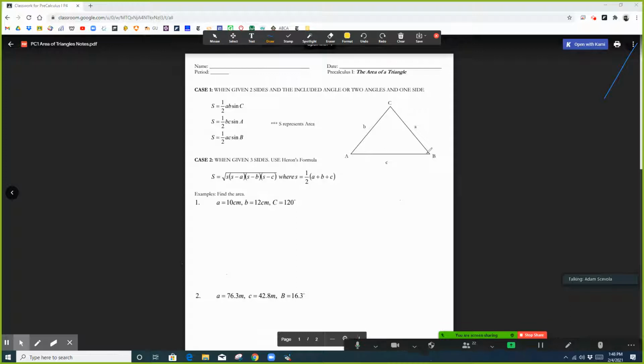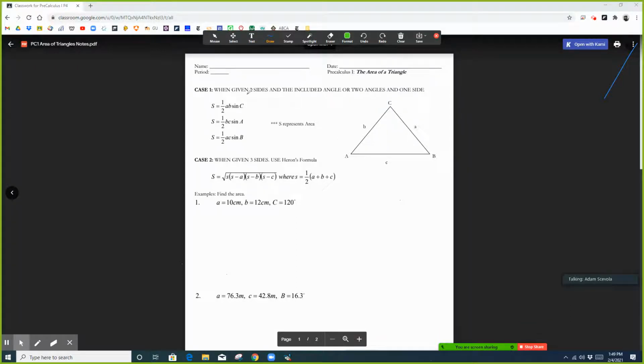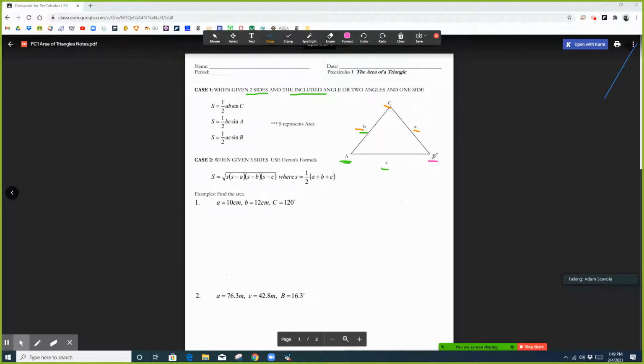So, case one, if you're given two sides and the included angle, all right? So what does that mean? Well, that means you're given side B and side C, and the included angle has to be the angle in between B and C. So if you're given sides A and B, then the included angle would be C. And if you were given angle B, that would be the included angle for A and C. All right, so included angle means in between those two sides.